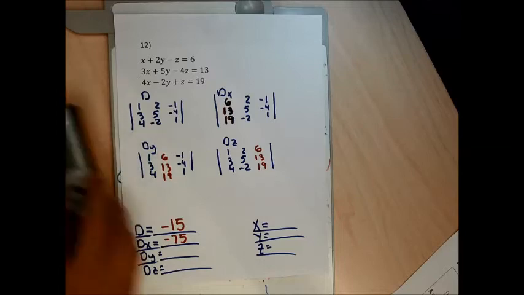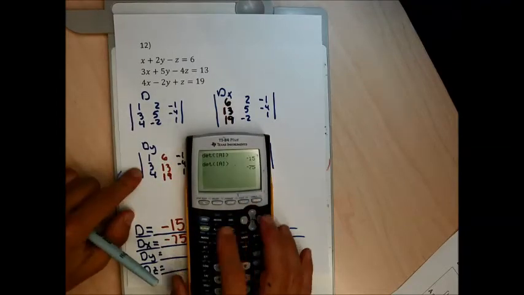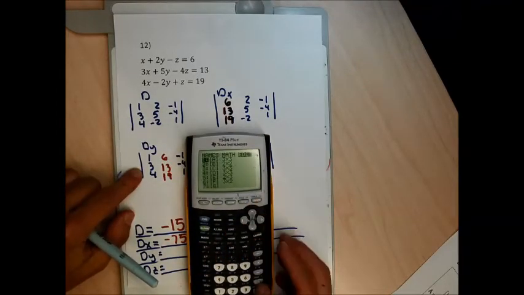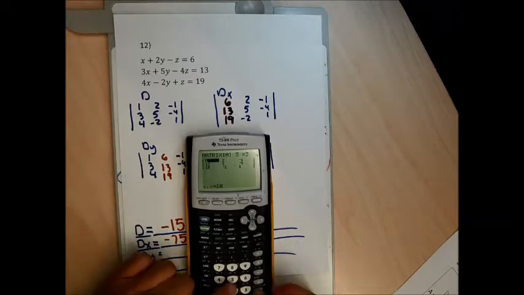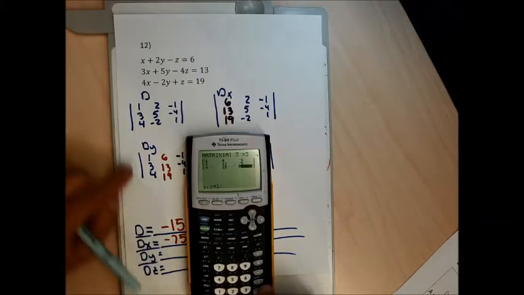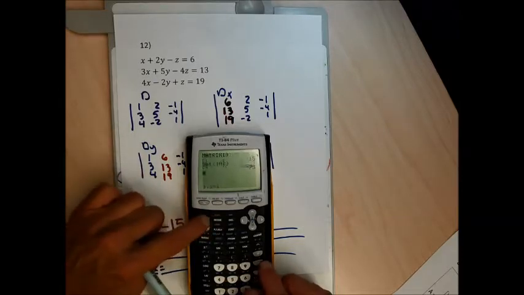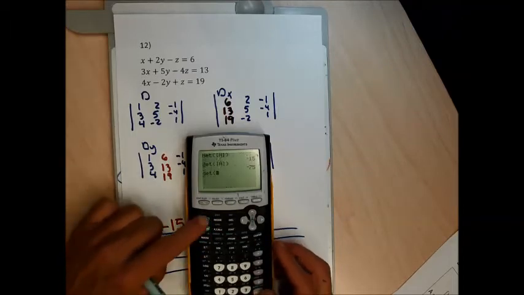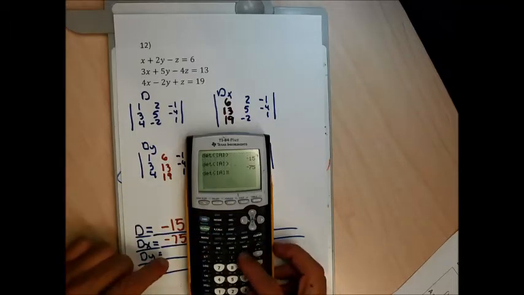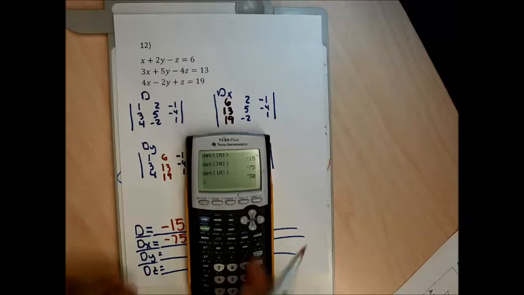Moving on to the D sub y, I'm going to enter that 3 by 3 matrix. Second matrix, edit. It's a 3 by 3 matrix. 1, 6, negative 1, 3, 13, negative 4, 4, 19, 1. Double check. Feels good. Second quit. Second matrix math, enter. Second matrix names. D sub y is going to be negative 30.